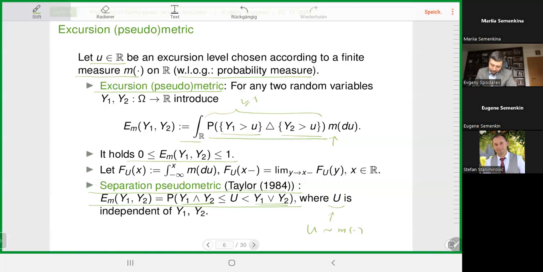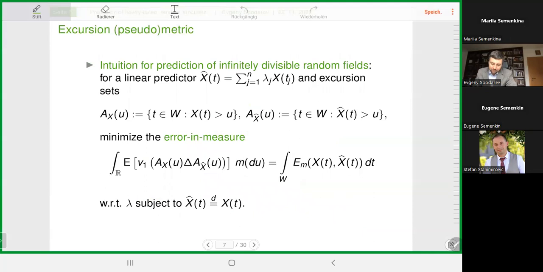Well, now let me come back to the intuition behind the prediction of random functions. For the moment, let us assume that our random functions are infinitely divisible, which means if we take a linear combination of random values which are observed, we have a chance that the predictor has the very same law as the field X. Otherwise, if we do not have infinite divisibility, this may not be the case. So now we formally introduce the excursion sets of the original process and of the predictor. And we also introduce the error in measure, which is the following. We take the total length of the symmetric difference between the level sets of the original X and the predictor.